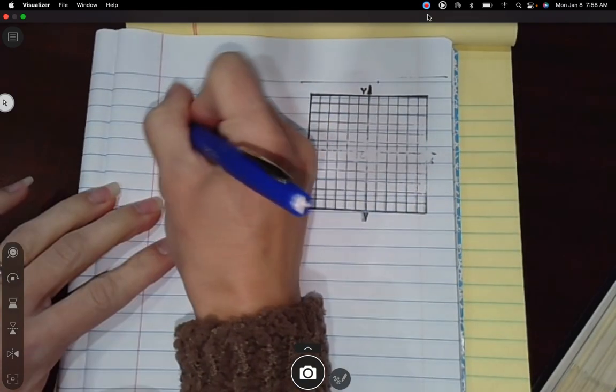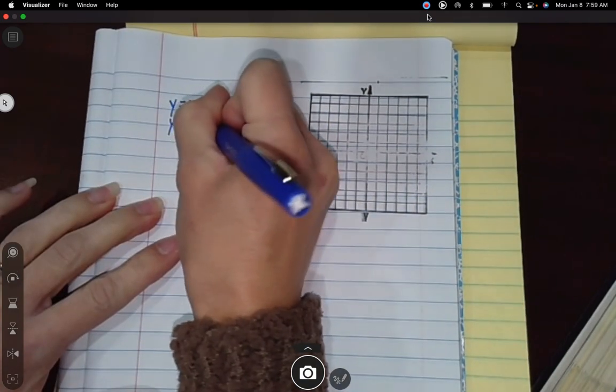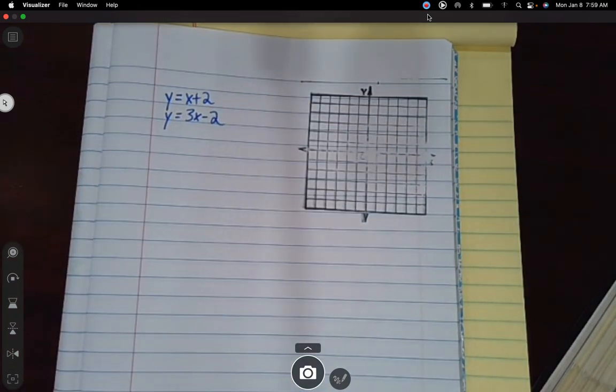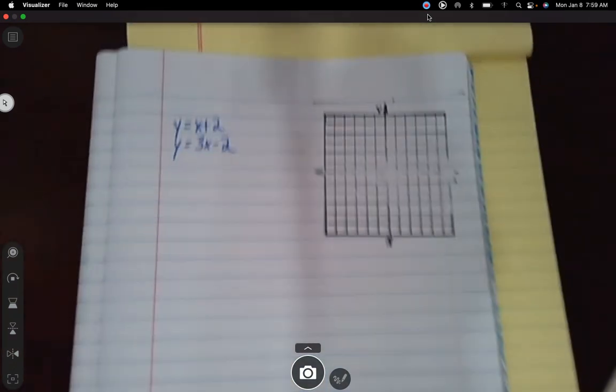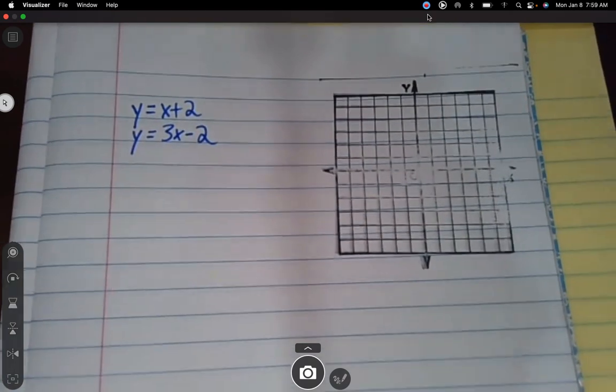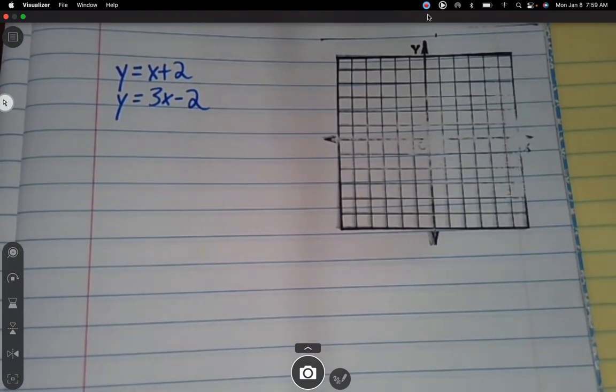And y equals 3x minus 2. That one is also ready to graph. Okay, the reason I say that is because they both have y equals. In a little bit, we kind of have to move things around. So let's just start with this top one.